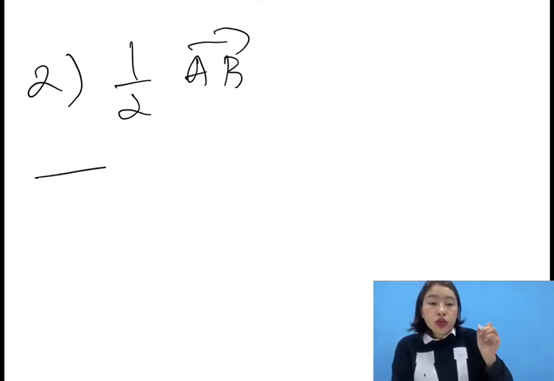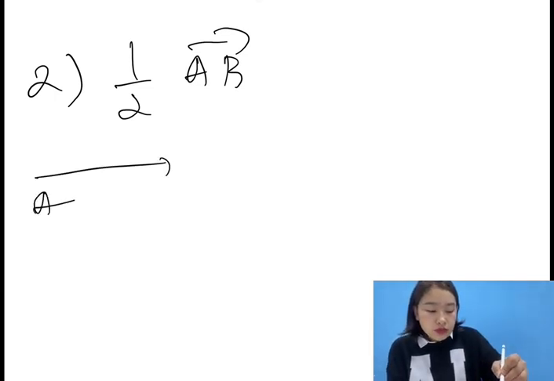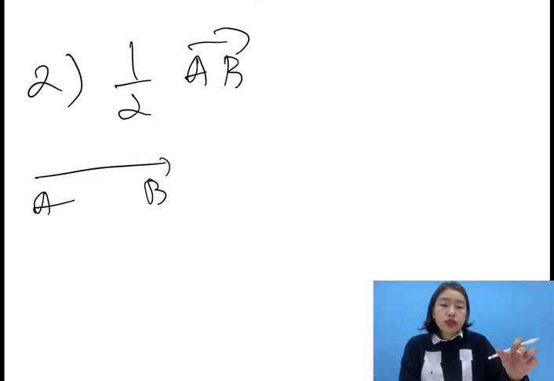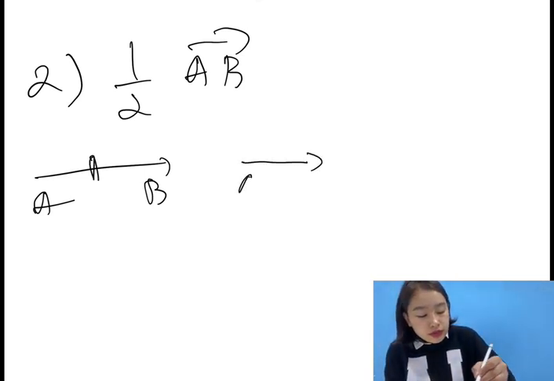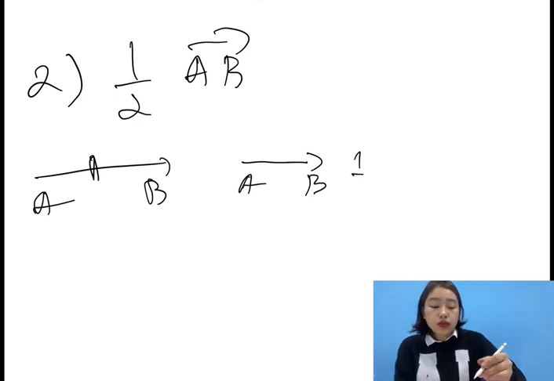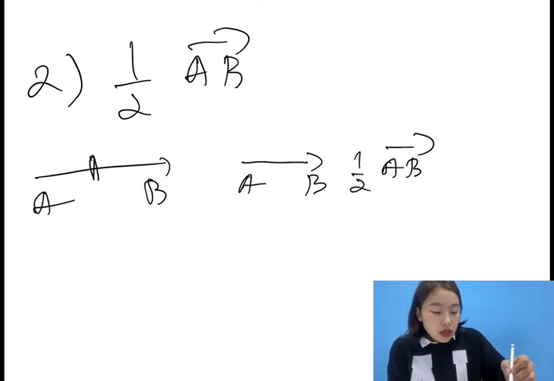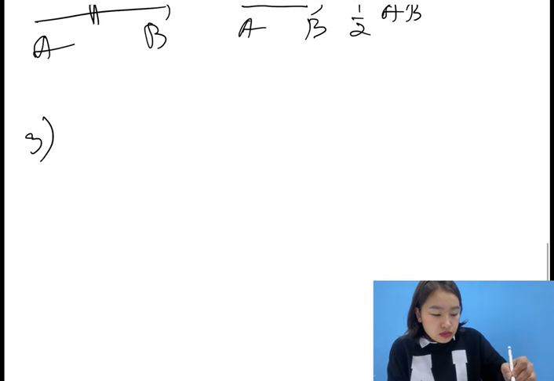And the second one was 1 over 2 AB vector. How can we draw it? 1 over 2 is like a half, and our first vector looks like that, and the half of this vector will be like this here, and it will be just this one, 1 over 2 AB vector.